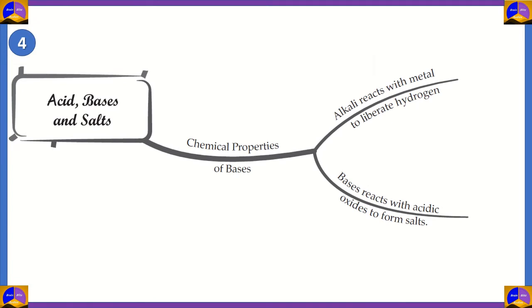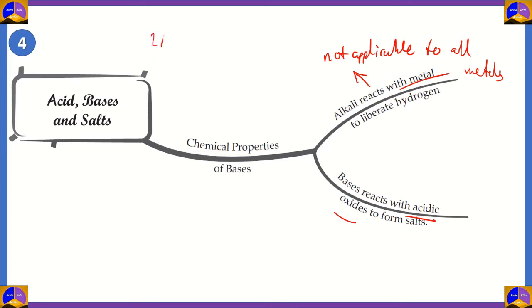Now, let's jump to the chemical properties that we usually observe in bases. Again, the chemical properties of bases depend on their reaction with metals and their reaction with acidic oxides. If you have an alkali reacting with a metal, you would liberate hydrogen. Now, this is not applicable to all metals. It only occurs in some metals like zinc, which shows amphoteric character.